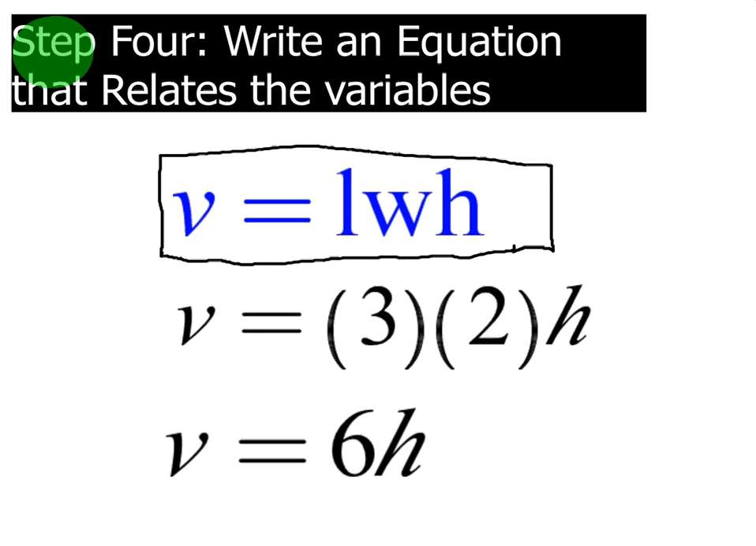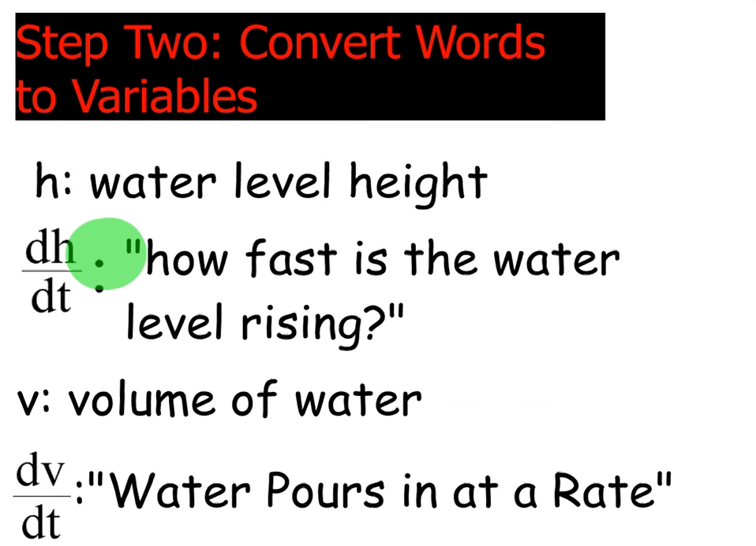Now that we've written out what we know, we're going to move to step 4, which is to write an equation that relates the variables, hence the lesson, related rates. Now you can't really have a rate until you take the derivative. However, we want to relate all the variables that we wrote out in steps 2 and 3.